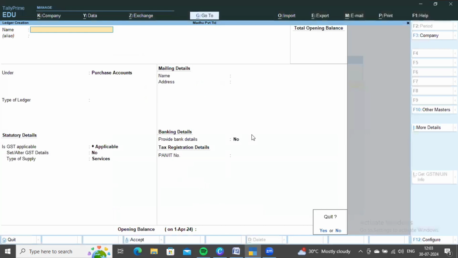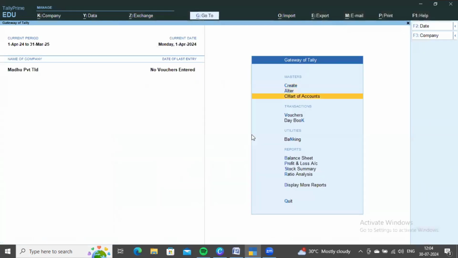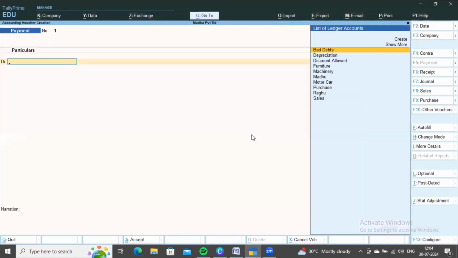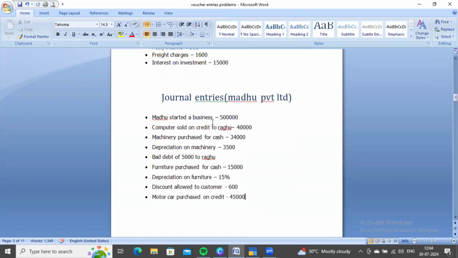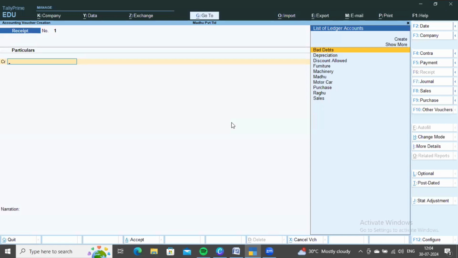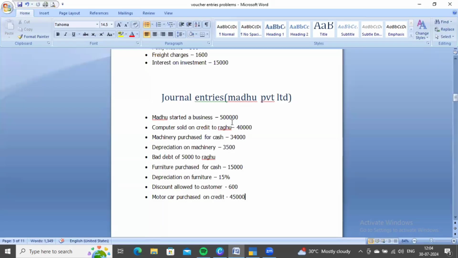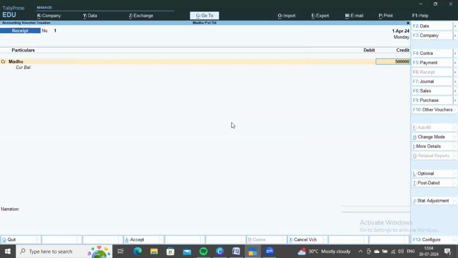Now, let us enter each transaction in general voucher. Go to vouchers and press F7 on your keyboard. The general voucher screen appears. The first transaction is Madhu started a business. It is capital. In the previous class, we already learned about this transaction. Capital is a receipt to the business, so that comes under receipt voucher. So press F6 and receipt. Madhu account credit, how much? 5 lakhs. To cash account, as cash is coming in.